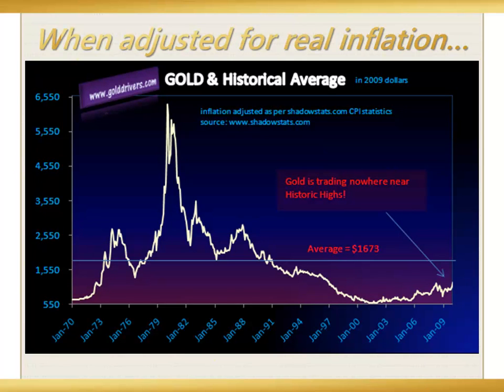Now have a look at the gold chart when adjusted for inflation using the same inflation calculation method throughout the years. A very different picture emerges looking at the gold chart registered in 2009 inflation adjusted dollars using the consumer price index statistics as reported on John Williams' website shadowstats.com. In this chart, today's price of gold still is far away from reaching its 40 years average inflation adjusted price of $1,673 an ounce, let alone cleared the 1980s real inflation adjusted record of about $6,000 an ounce.